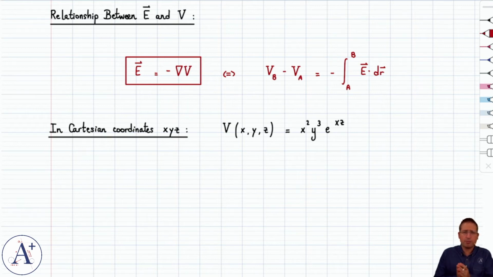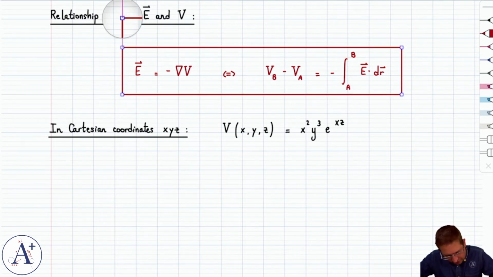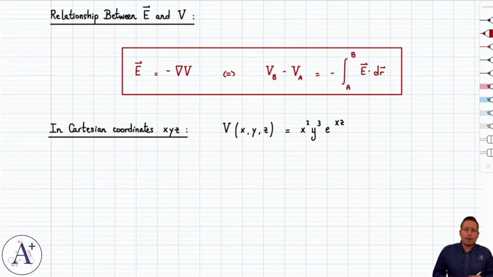Of course, you could flip the whole thing around and derive the change in the potential function VB minus VA by computing the line integral of E from A to B. That would be the other part of this statement here. So we have done a bunch of problems computing VB minus VA for a given electric field. So I don't want to do that again.